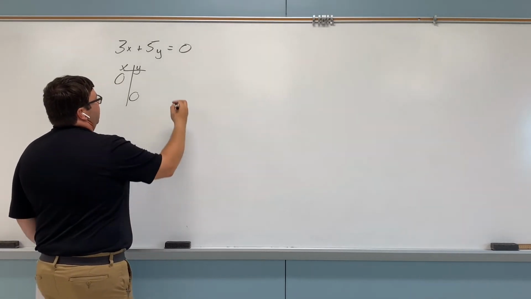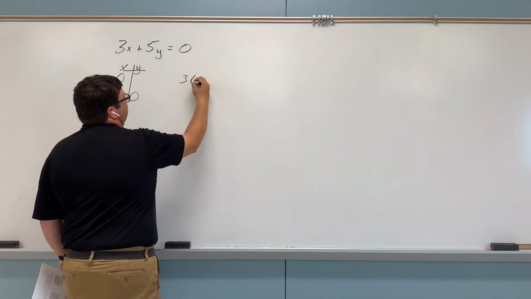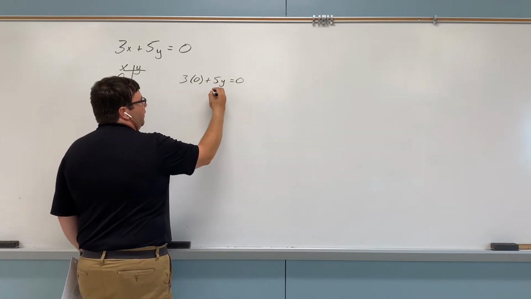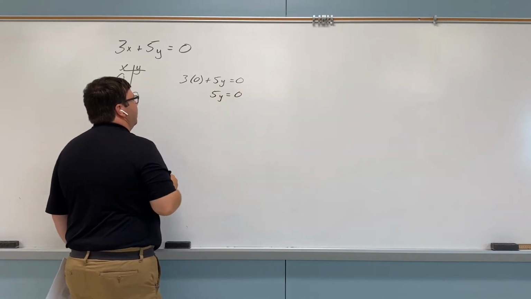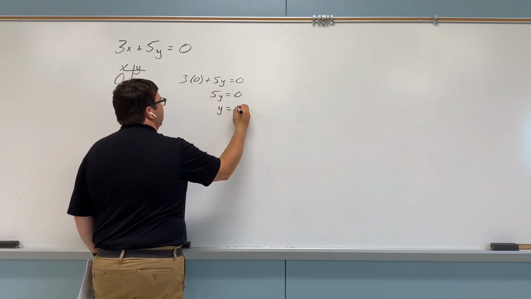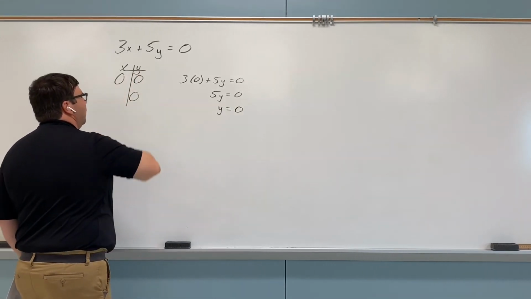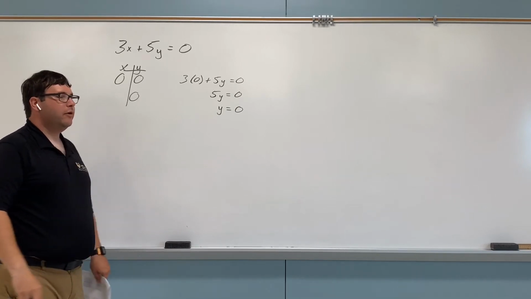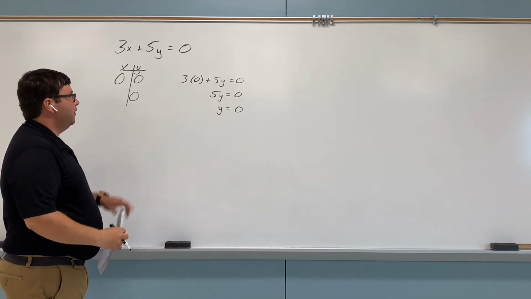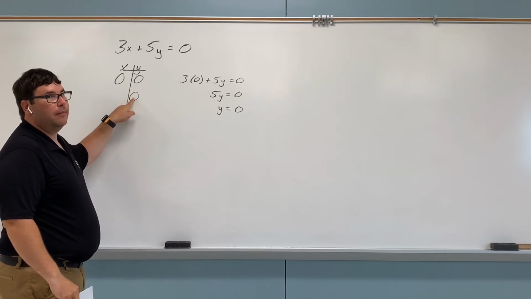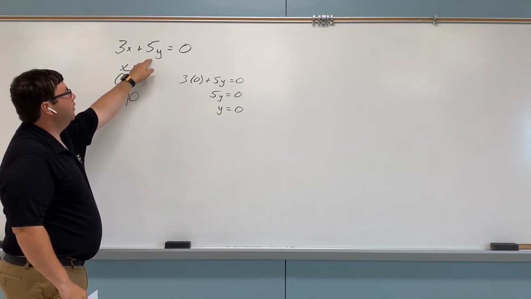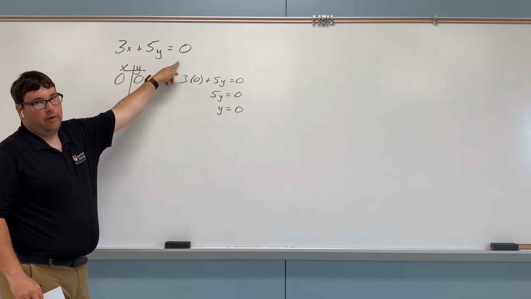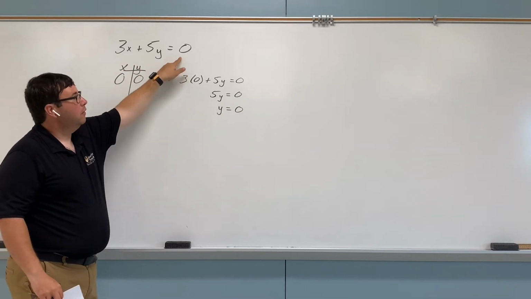If I plug 0 in for x, I have 3 times 0 plus 5y is equal to 0. That means I have 5y is equal to 0, which means y equals 0. Huh. Interesting. I got 0, 0 for my first point. What happens if I plug 0 in for y? The same thing. If I plug 0 in for y, that's 5 times 0 is 0. 3x equals 0. Divide by 3, x is 0.